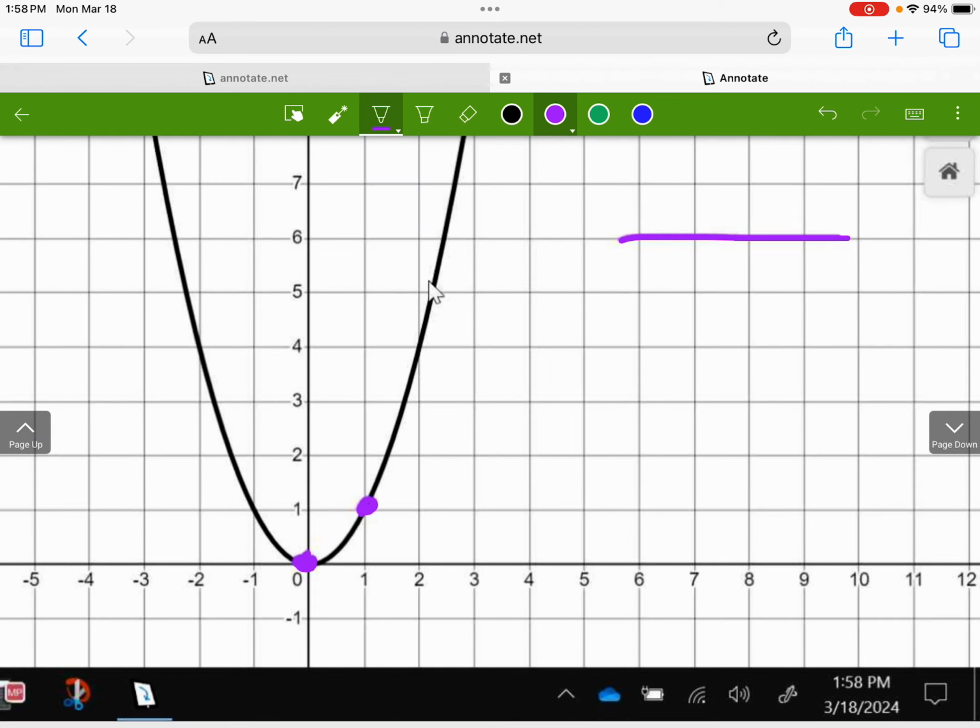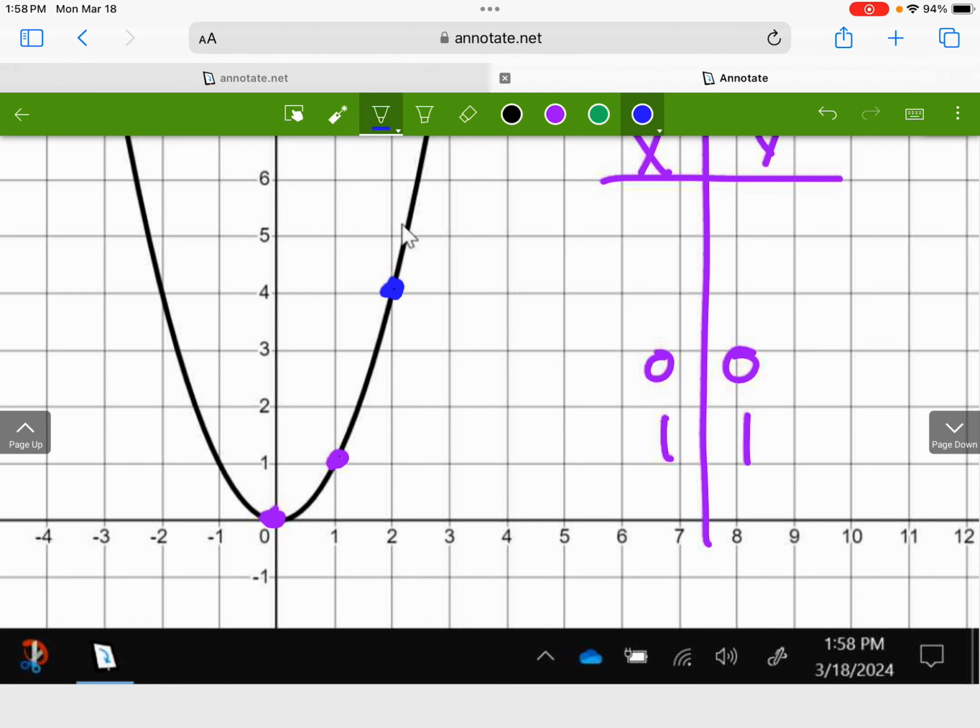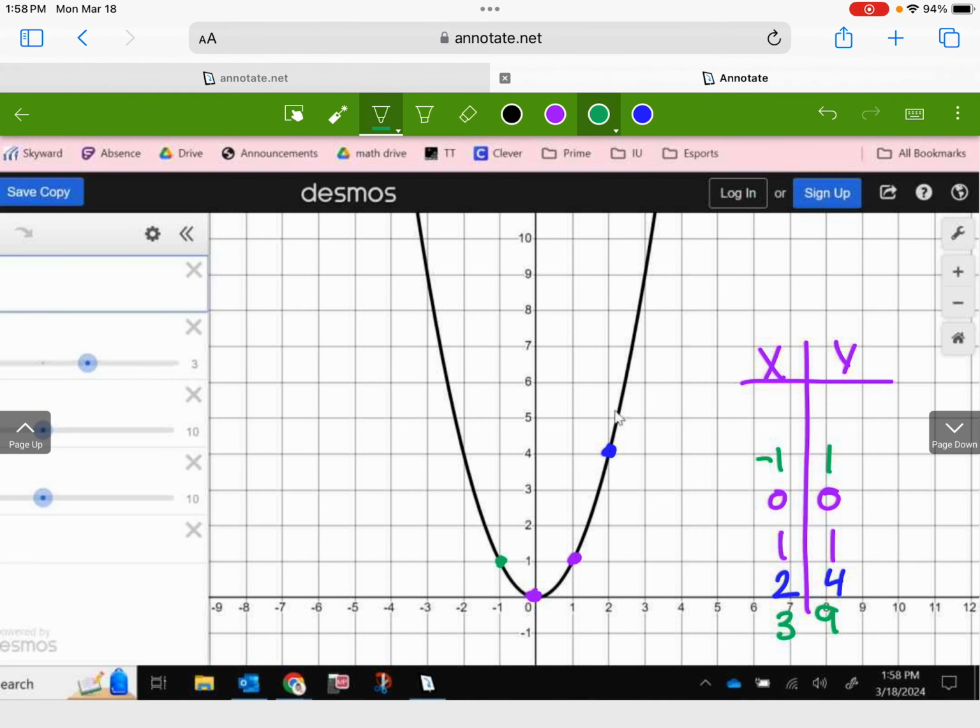I'll just write them on this page so we can actually see stuff. So we've got our 0, 0, our 1, 1. Where else do we have nice tidy points? 2, 4. Let's just go right there. Where else do we have points? Negative 1, 1. And one more point. 3, 9. Up here.